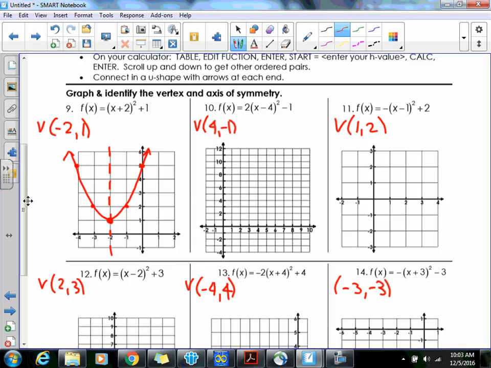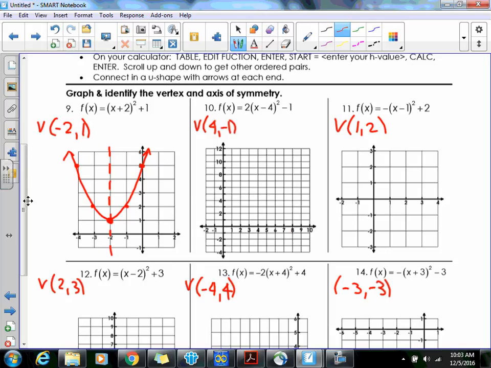If it's 1 space away on this side, it'll be 1 space on the other side. Find another point. And then where is it over here? There's my mirror. There you go. Make sure it's curved. And that's it. Use the calculator. This makes it easy.